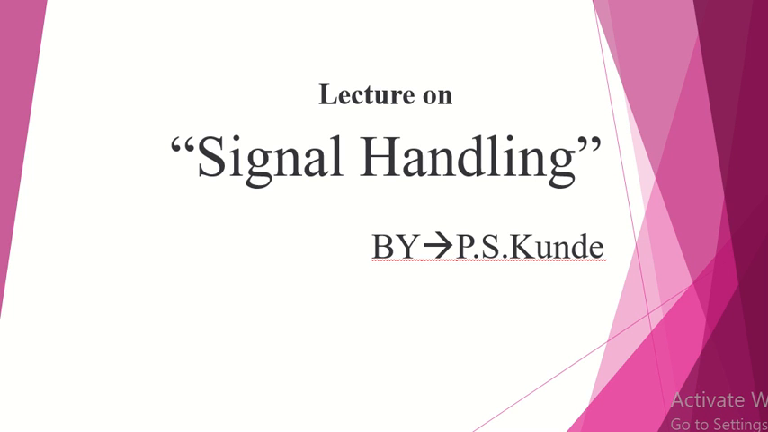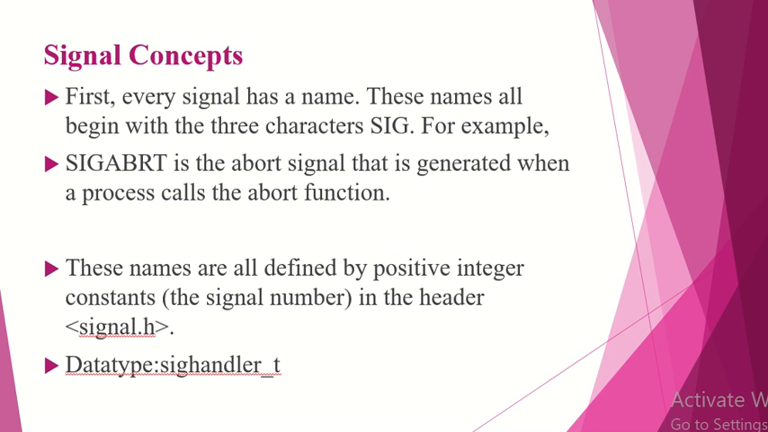So let's begin. First we need to study the signal concept. A signal in advanced operating system means a notification which is generated because of some interrupt occurring. First, every signal has a name in our advanced operating system, that means in Linux or Unix, and the names begin with three characters, that is SIG. For example, the abort signal has the name SIGABRT, which is generated when a process calls the abort function.